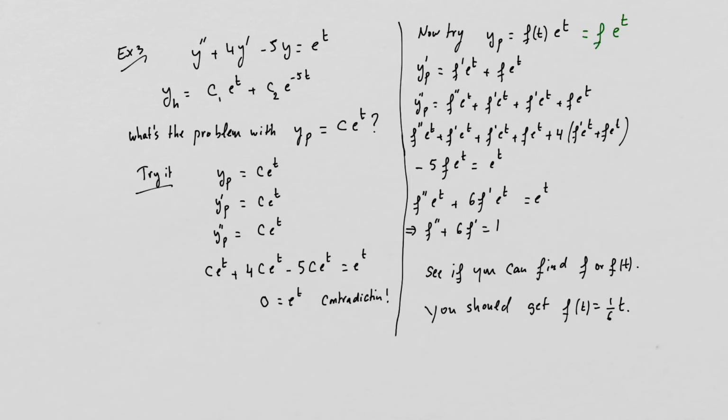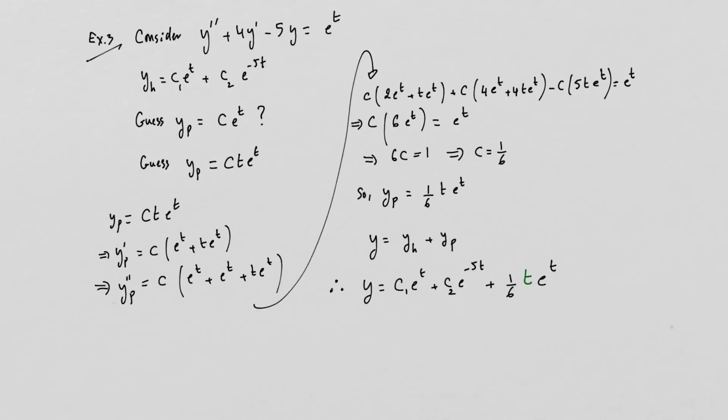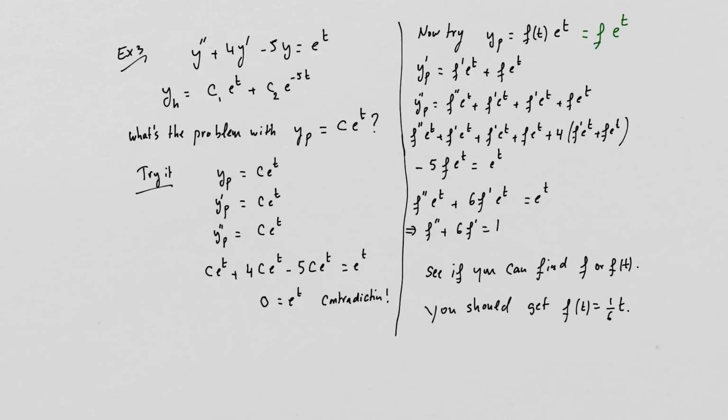And hopefully, this f of t will give me t, or 1/6t, as we found. 1/6t. I'm going to let you play with this a little bit at the end. So I found y prime, so product rule, yeah? Y double prime, product rule, and product rule. I hope I didn't make mistakes.